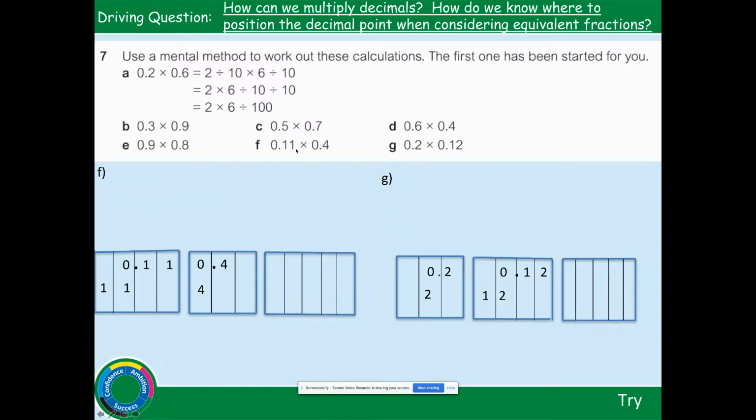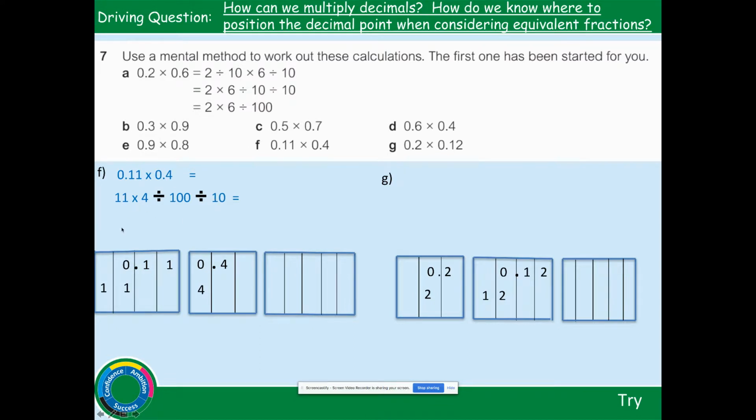F, 0.11 times 0.4. Oh, hang on. Just look at this one. To get a whole number, we're not going to multiply by 10. 1, 2. We're multiplying by 100. This one, 1, 2. So we're going to multiply this by 100 and this by 10. Okay, so to get a whole number. So as we had to multiply by 100, we need to divide by 100. This one we only multiplied by 10, so we need to divide by 10.